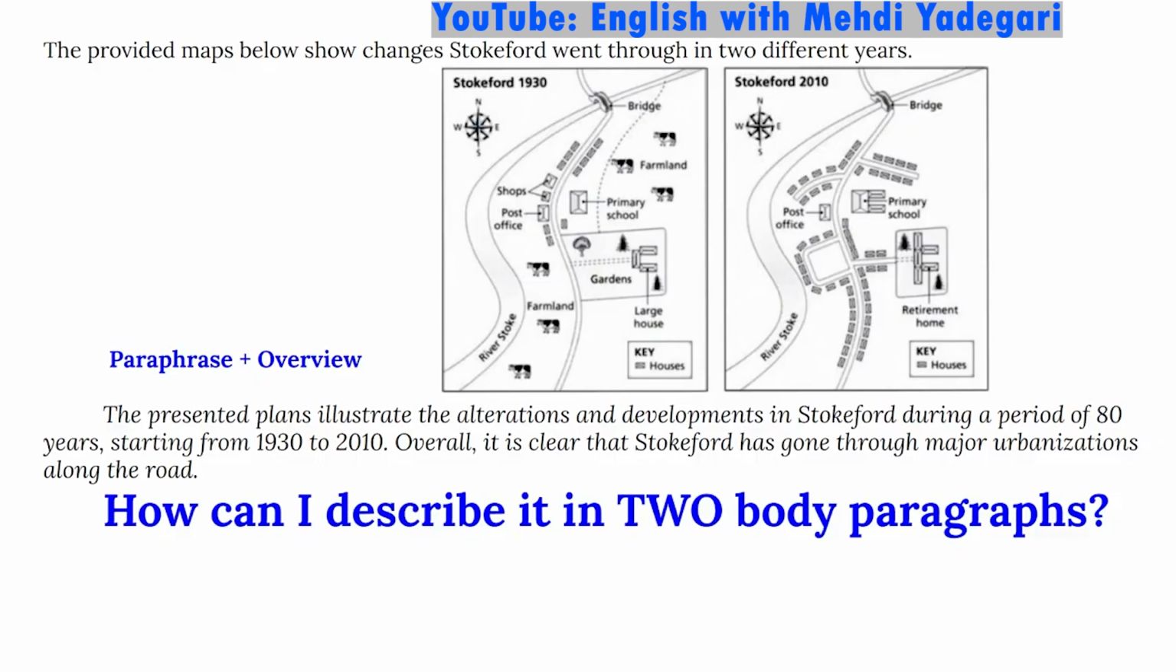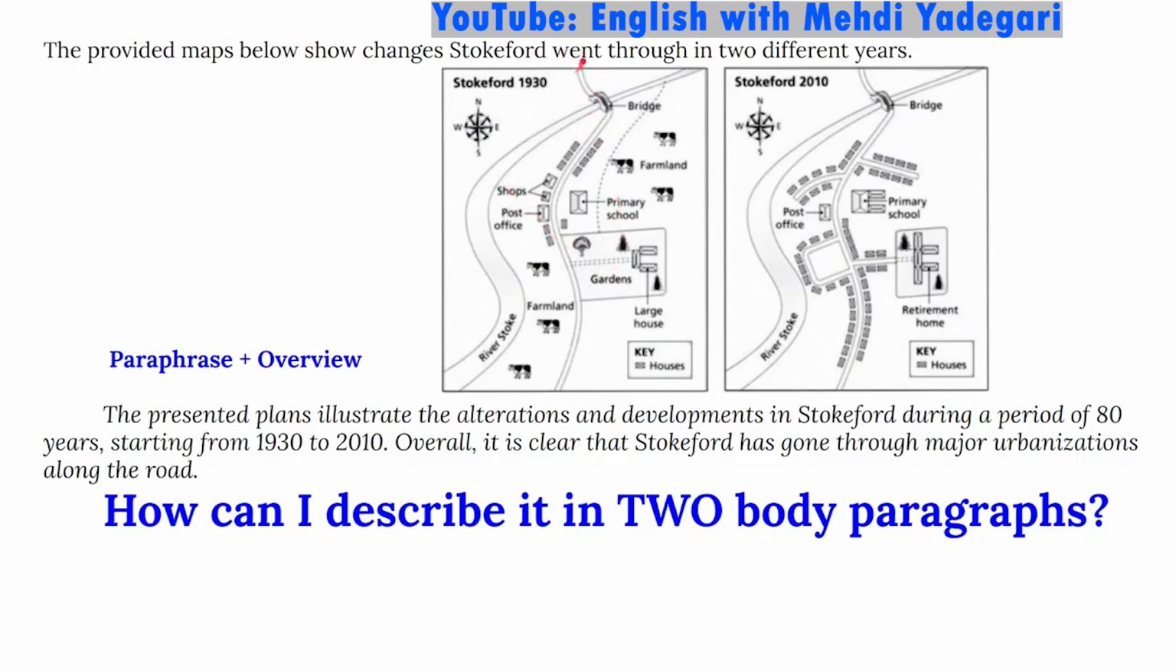So what I mean by that is, if you want to talk about the right side of the map, just talk about the right side of the map. Don't talk about the bridge and then go to the shops and then go to the large house here. So we're not going out of order. We're just talking about one specific area.